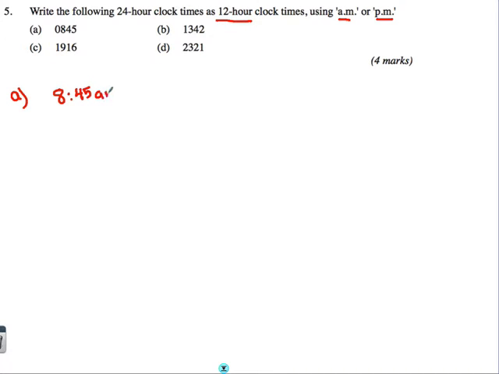So it's 8:45 AM. B, now this is 13, which is bigger than 12, so we have to take away 12 from there.